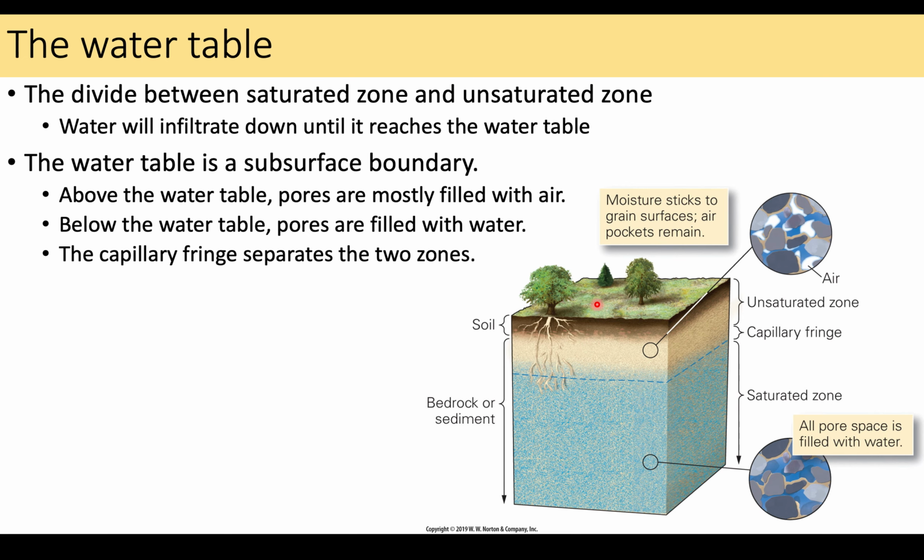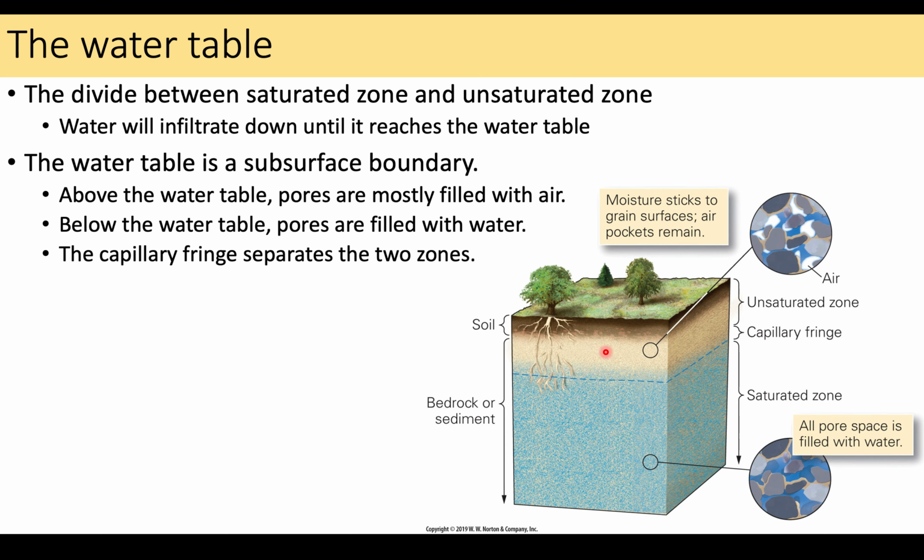So as water infiltrates downwards, it's going to infiltrate all the way down to the saturated area. So you're always going to have the unsaturated area above. That's just due to gravity. So water, as it falls, let's say with some rain here in this forest, the water is going to infiltrate all the way down until it reaches the water table.